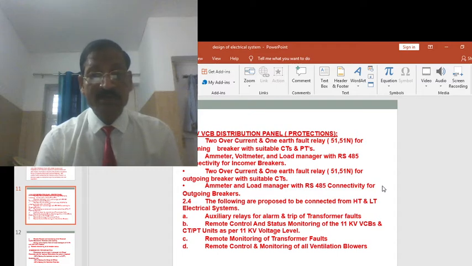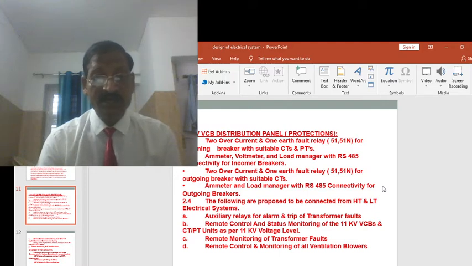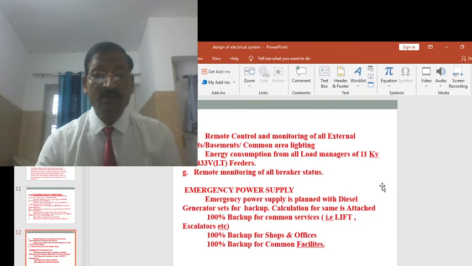Number 2, 2 overcurrent 1 earth fault relay for outgoing breakers with suitable CTs, ammeter, load manager and RS485 connectivity. The following are proposed to be connected from HT and LT electrical system: auxiliary relays for alarm and trip, transformer faults, remote control and status monitoring of the 11 kV VCBs and CTPT units as per the 11 kV voltage level, remote monitoring of transformer faults, remote control and monitoring of all ventilation blowers, remote control and monitoring of all external lights, basement, common area lighting.